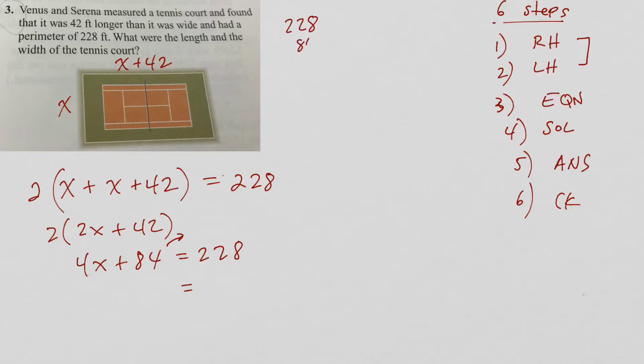228 minus 84 is 144. And then if I divide by 4, I get x is equal to 36. That's only half of the solution. I also need x plus 42, and that's equal to 78.